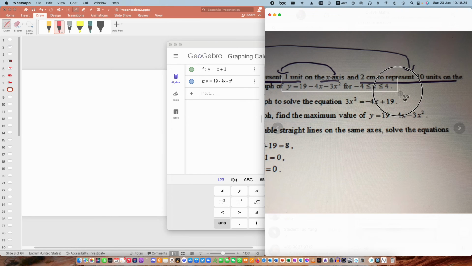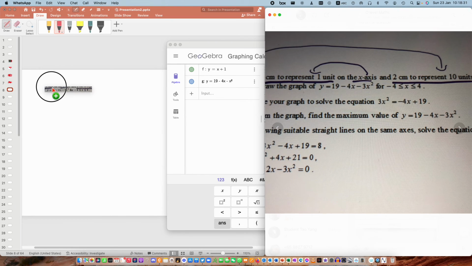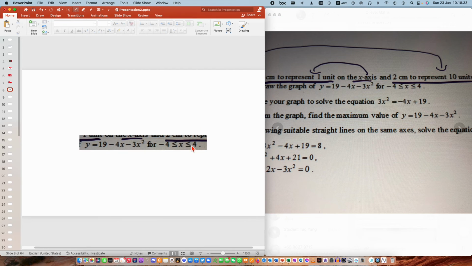I ask you to sketch this with this range, right? Yeah. Okay. So it should be 19 minus 4x minus 3x squared. Yes. Okay, and then this is called the domain. So you are given a domain, so you cannot draw beyond this x value. Okay, so very good.